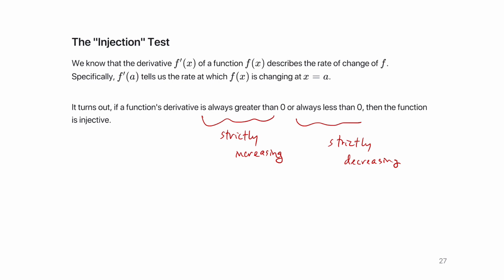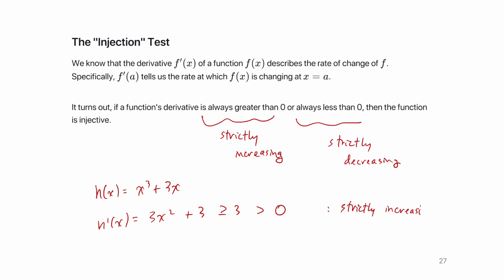So we could use this derivative test. For example, if we have h of x is x cubed plus 3x, I don't know how to draw that, but what I can do is take the derivative, 3x squared plus 3, and I know x squared is always greater than or equal to 0, so 3x squared plus 3 will always be strictly greater than 0. Is that clear? This is greater than or equal to 3, which is greater than 0, so this is strictly increasing. So that means this is an injection. Is that clear? Okay, that's where we'll leave it for today.